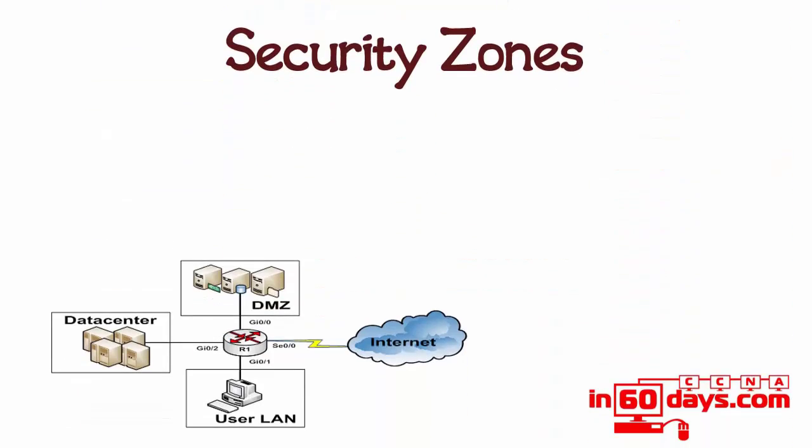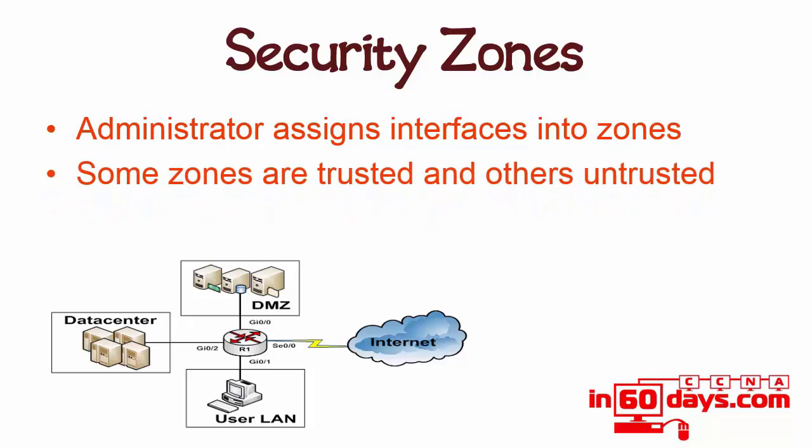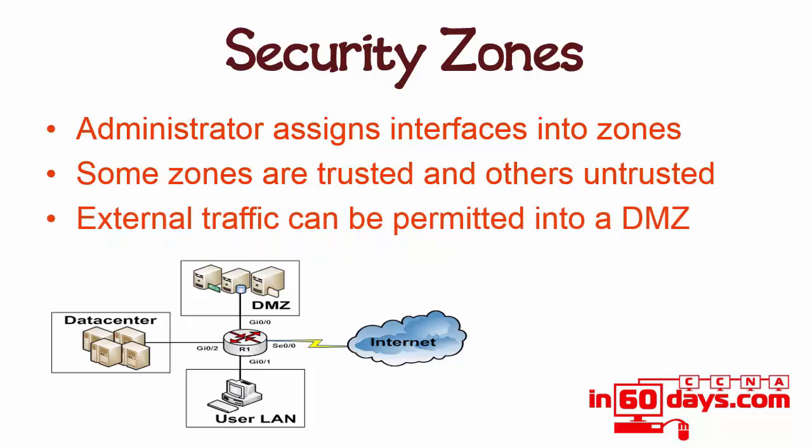Security zones are just worth mentioning in brief. The administrator assigns various interfaces on the firewall into zones. Now these zones can be trusted or untrusted. Untrusted would generally be your internet facing zone. Trusted would be different LANs on the inside of your network.